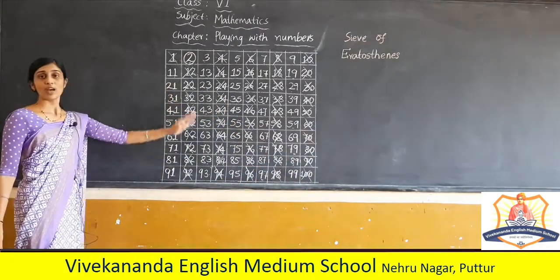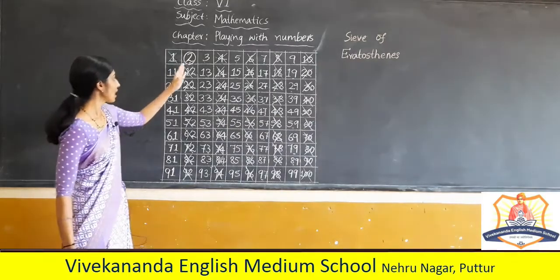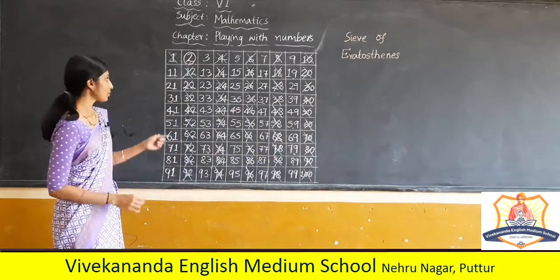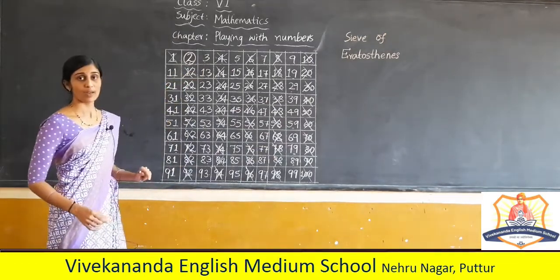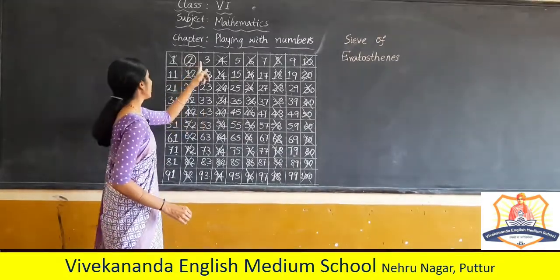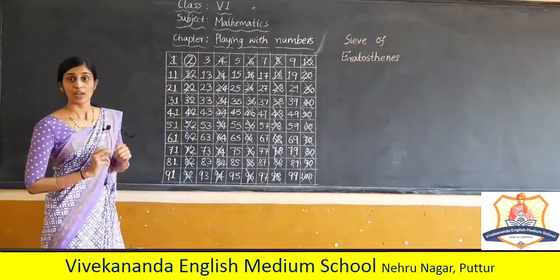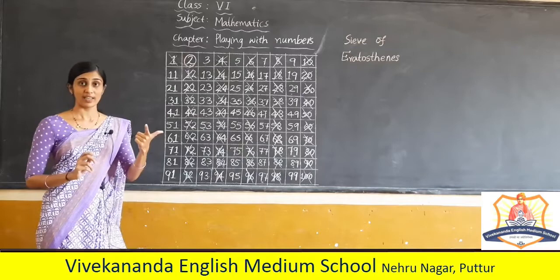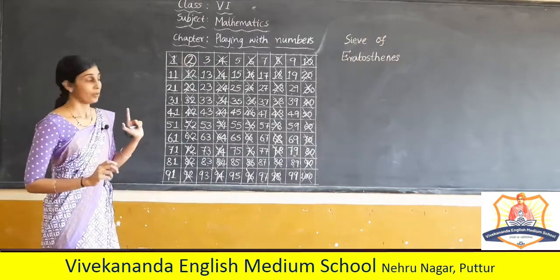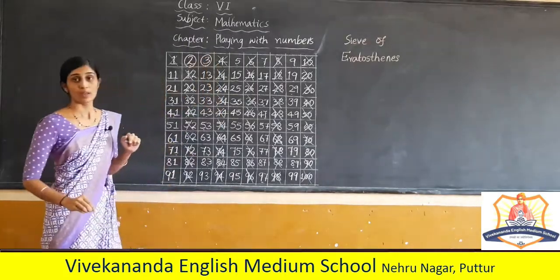So, almost half of this table is completed now. These are all considered to be composite numbers. So, which is the next number? 2 we already encircled. The next number is 3. What are the factors of 3? 1 and 3. Is there any other factor other than these two factors for 3? No. So, it is a prime number.